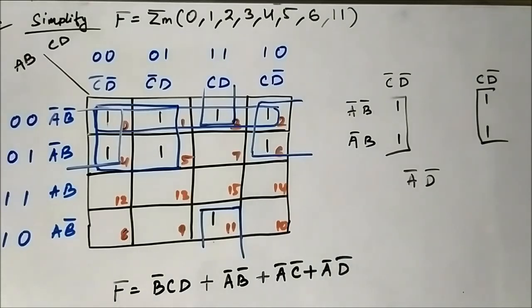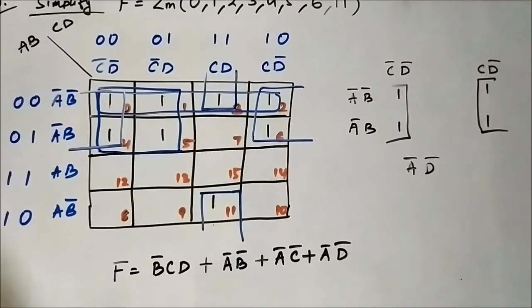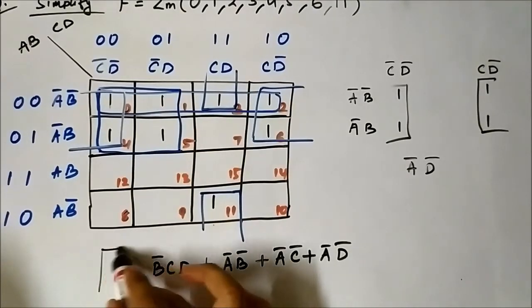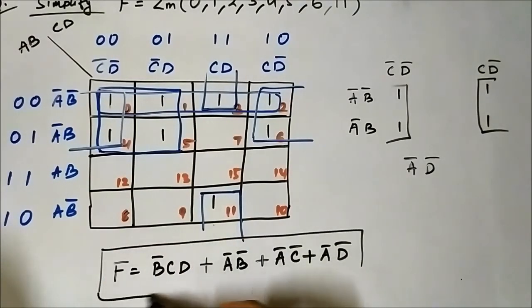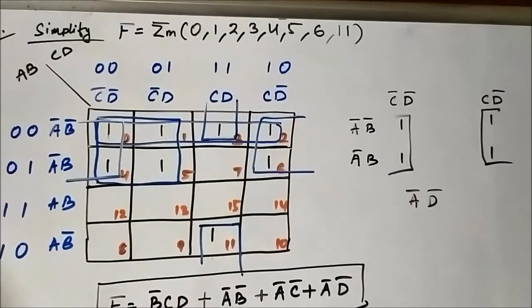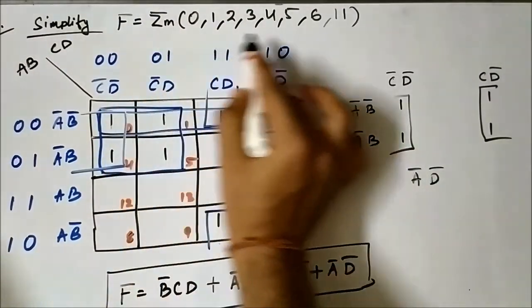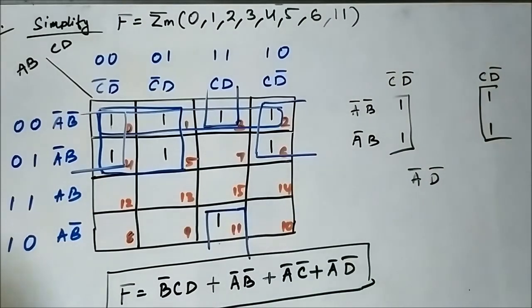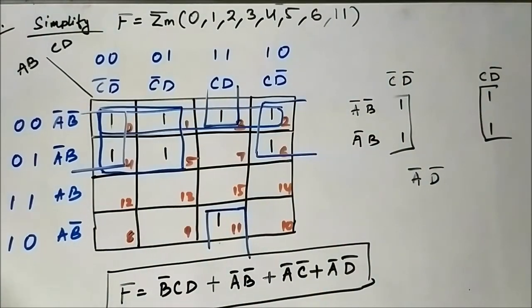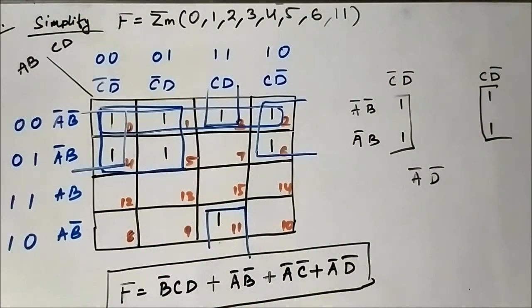So this is the simplified Boolean expression for this given SOP expression given in terms of minterms. Okay, so this is the fourth question, I think. So we have simplified the Boolean expression using K-map.